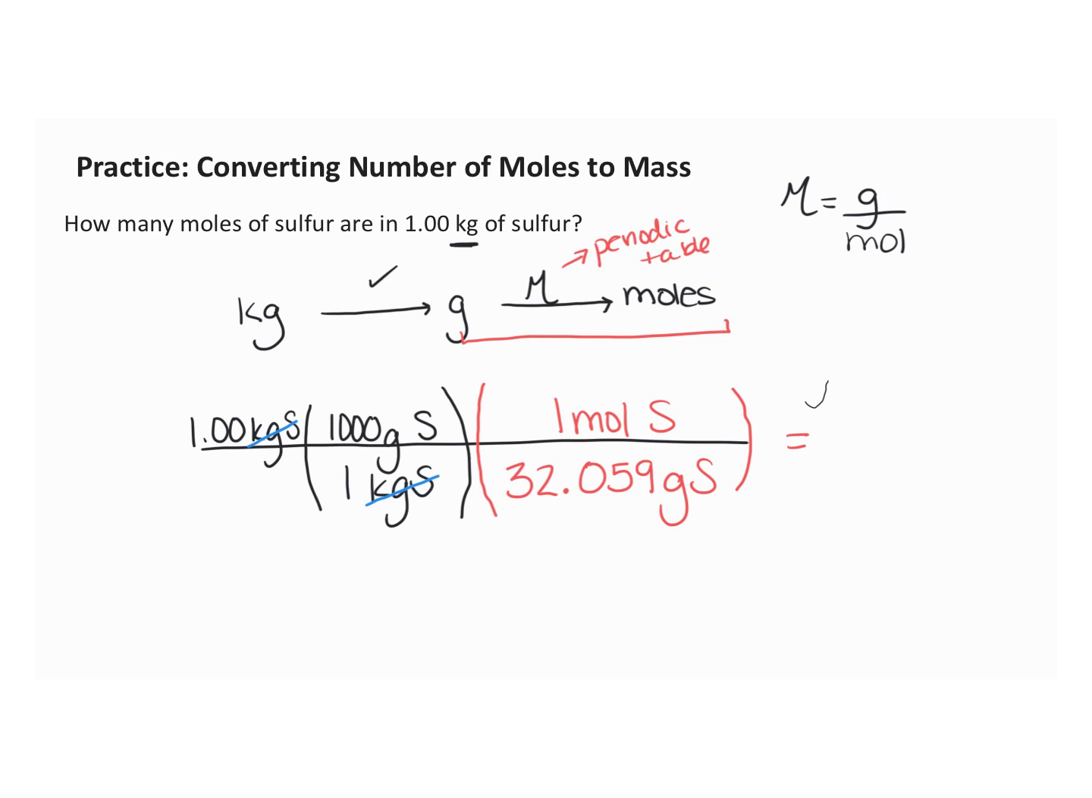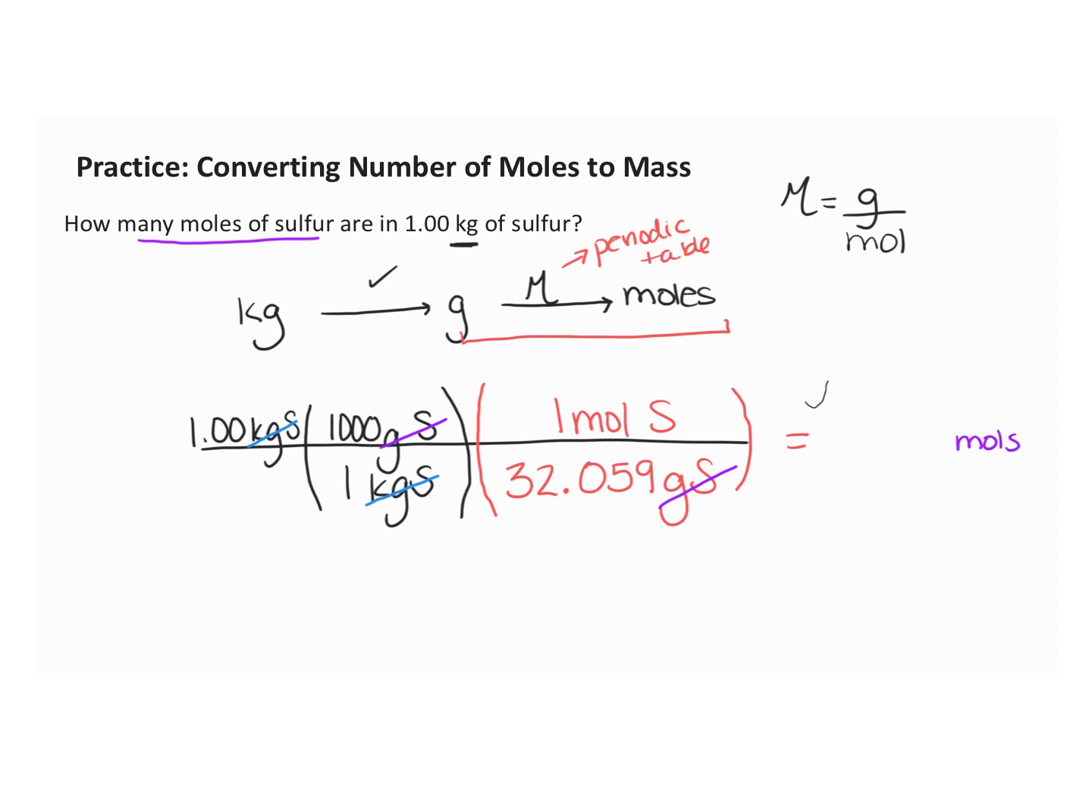I have, let's use purple, a gram of sulfur in my numerator. I have grams of sulfur in my denominator. So we can see that those cancel. So now we're left with moles of sulfur, which is what this problem is asking for.